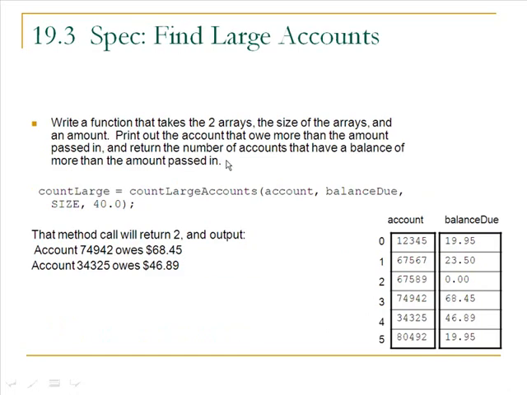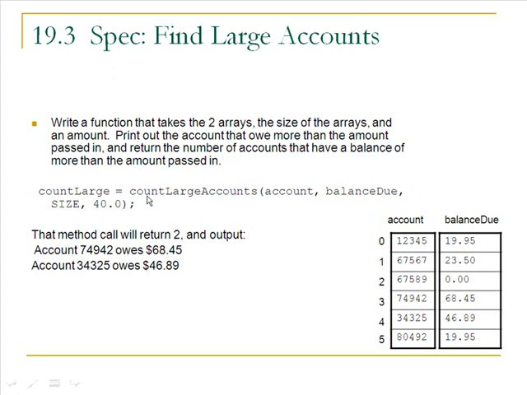And it can make some interesting exercises. For example, this one. We're going to write a function that takes two arrays. They're parallel arrays. That also implies that they're the same size. So one value can be passed in, which is representing the size of the arrays. And we're going to pass in an amount. We're going to print out the account that owes more than the amount passed in. So what we're doing is we're looking for accounts that owe large amounts of money.